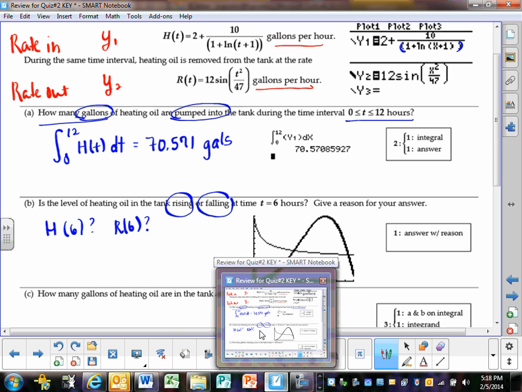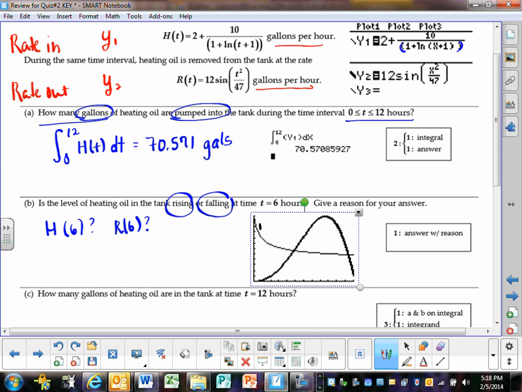And for me, this was the rate in, and the darker part was the rate out. So at time 6, right in here, looking at the values for each function, the rate out, r, was bigger than the rate in.